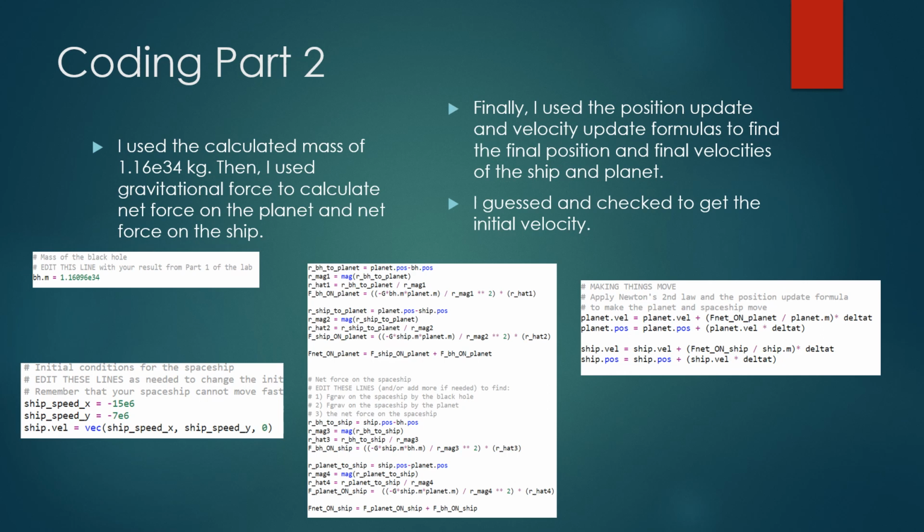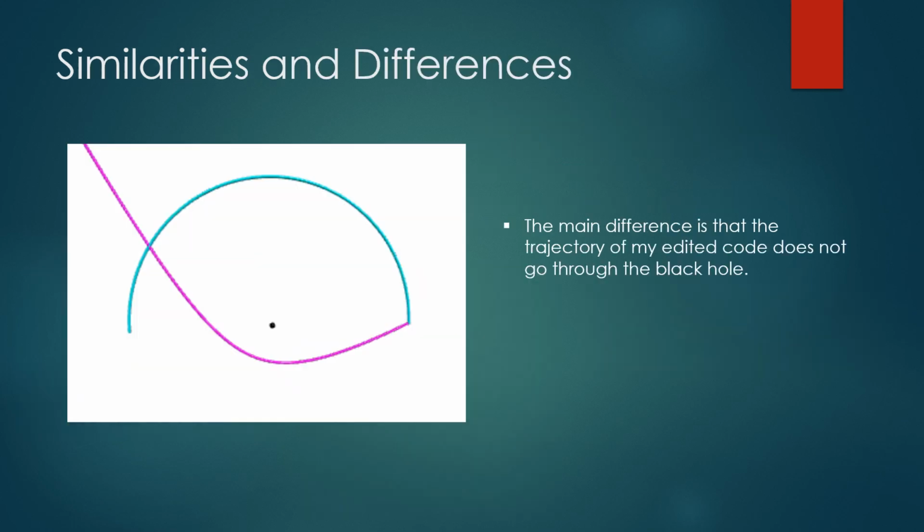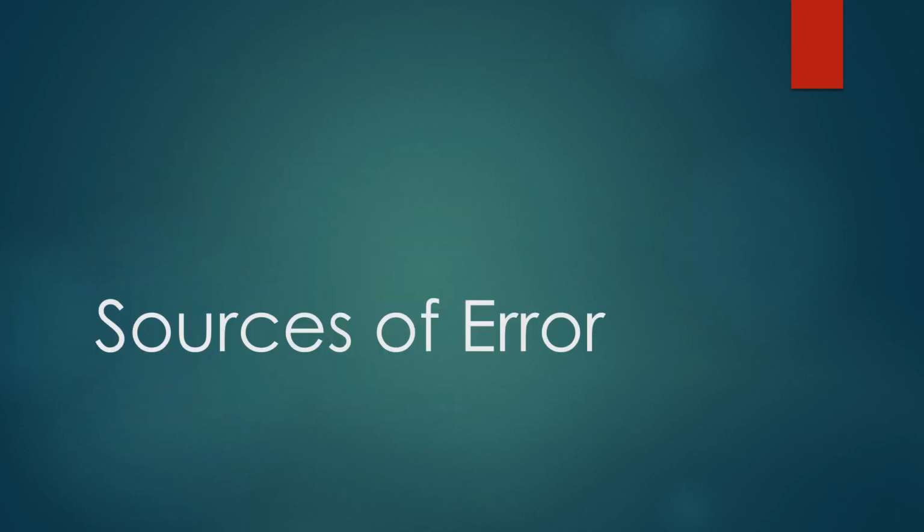The main difference between the starter code and the edited code in part 2 is that in the starter code the spaceship crashes directly into the black hole. My edited spaceship avoids the black hole and follows this path. Other than this difference, my models were very similar to the starter codes. There is very little chance of possible error since this lab was purely computational. But in part 2, I could tweak the initial velocity of my spaceship so that the path of the spaceship is closer to the black hole.